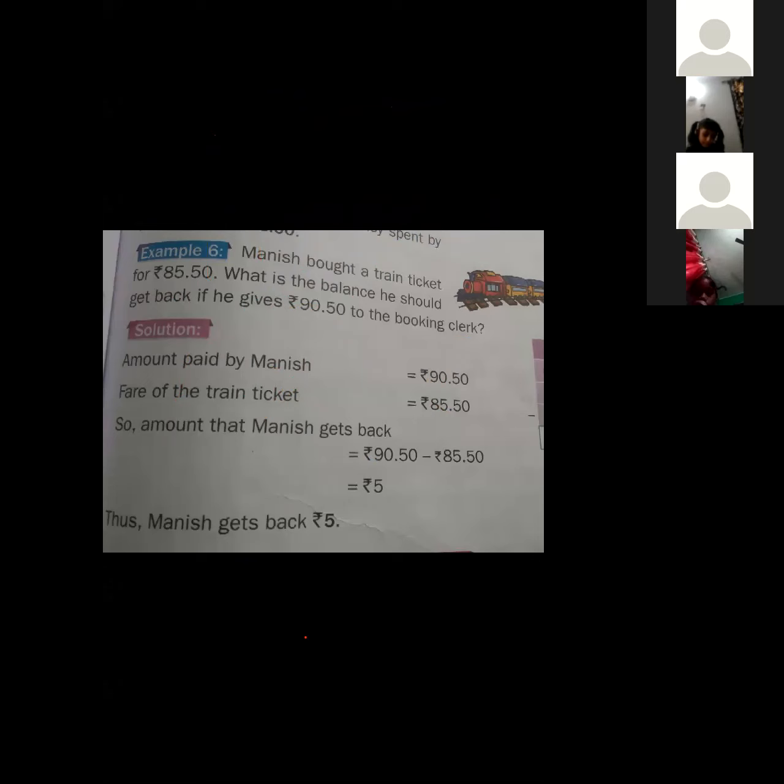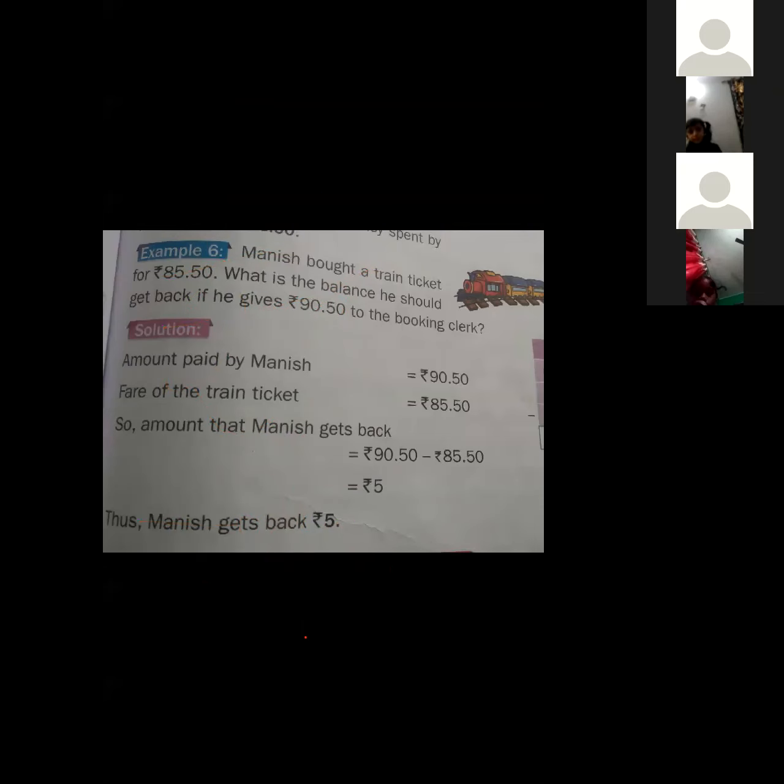And next, the amount that Manish gets back, you have written rupees 5. Or simply you can write rupees 5 is your answer. No need to write thus Manish gets back. If you want to write it, no problem, students. But if you think it's long and will consume more time when you are sitting in an examination, you can write: rupees 5 is the answer. I hope you understood, everyone.